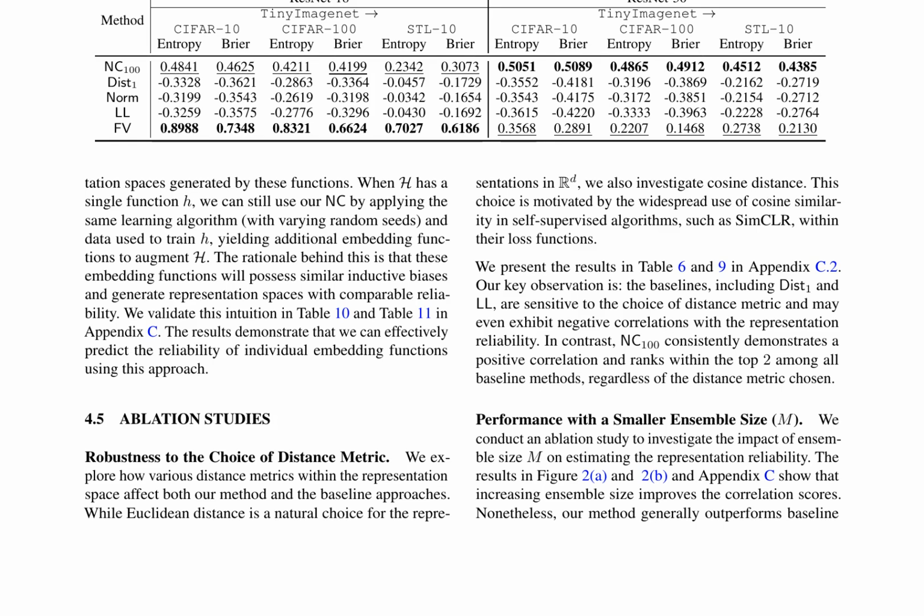The results show that increasing ensemble size improves the correlation scores. However, our method generally outperforms baseline methods. In conclusion, our proposed NC100 provides a more accurate evaluation of the reliability of representations generated by different embedding functions, outperforming baseline methods in both in-distribution and out-of-distribution tasks.